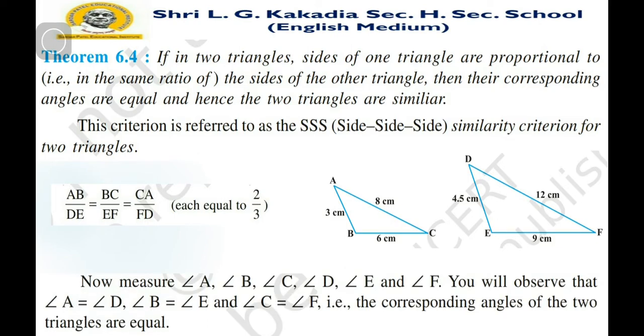Now you can measure angle A, angle B, angle C, angle D, angle E and angle F. You will observe that angle A corresponding to D are equal, B corresponding to E are equal, C corresponding to F are equal. That is, the corresponding angles of the two triangles are equal. Hence we can say that the given two triangles are similar.